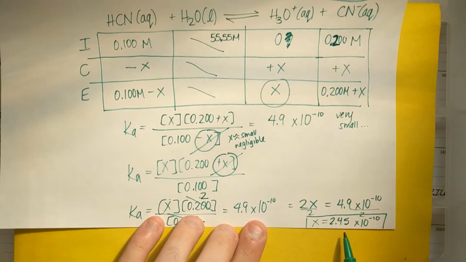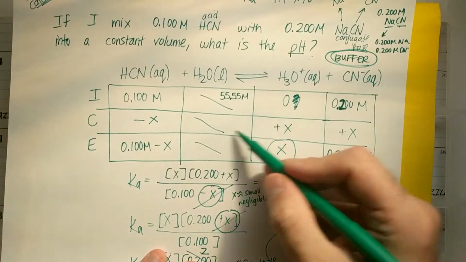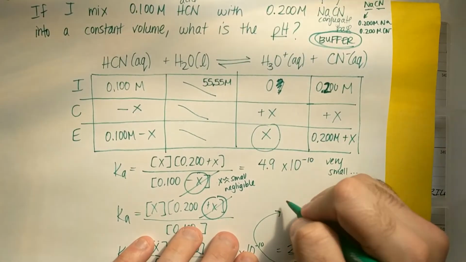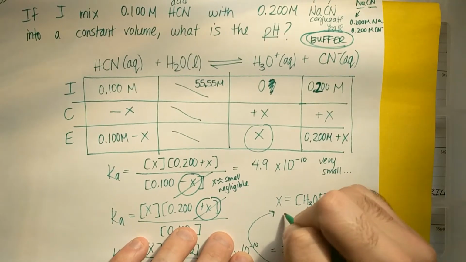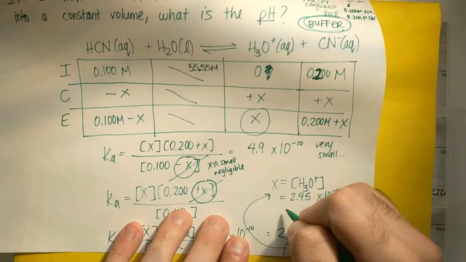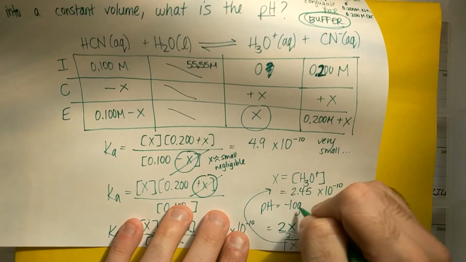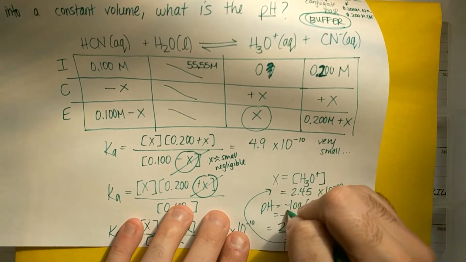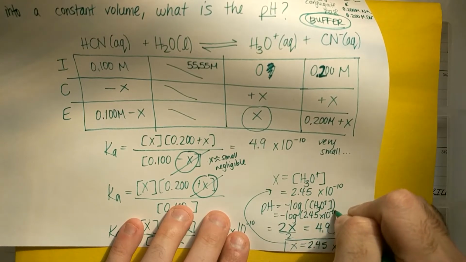So if my x is equal to 2.45 times 10 to the minus 10th, that means, according to my equilibrium from the ice table, my x is equal to my concentration of H3O plus, which is equal to 2.45 times 10 to the minus 10th. If I want to figure out the pH, pH is equal to the negative log of the concentration of H3O plus, which is equal to the negative log of 2.45 times 10 to the minus 10th.